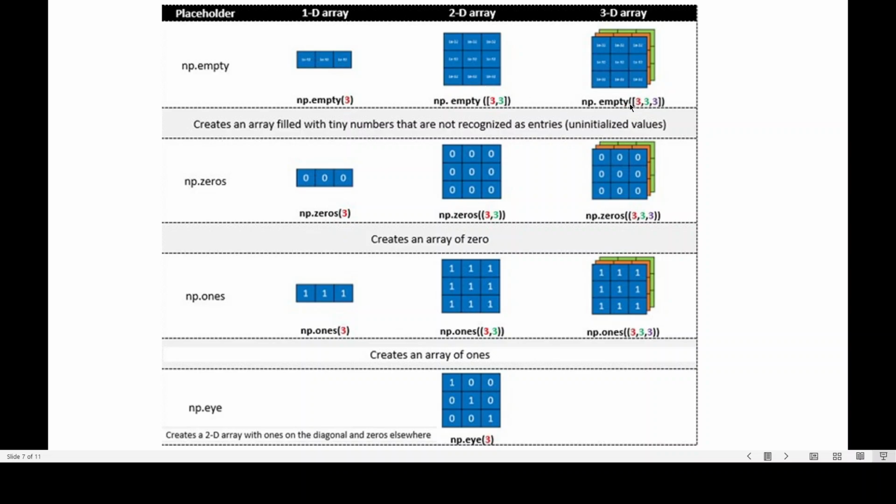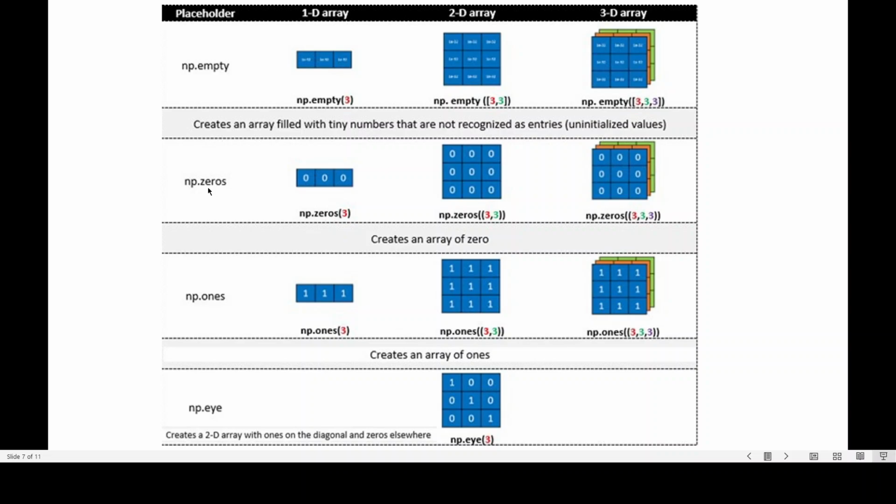Then np.empty((3,3,3)), which means 3 blocks of 3 rows and 3 columns, will be filled with uninitialized values or sometimes garbage values. So the next function will be np.zeros().